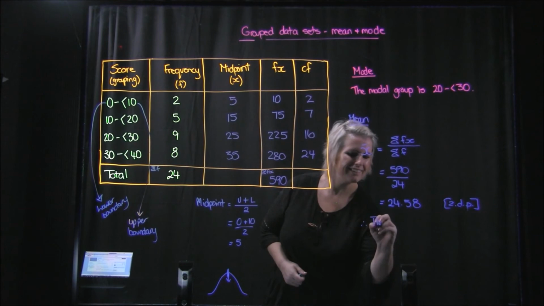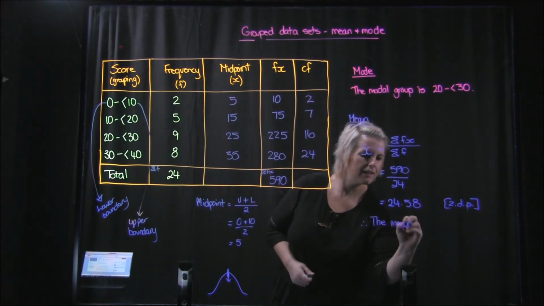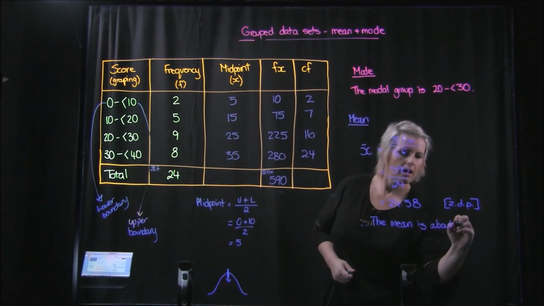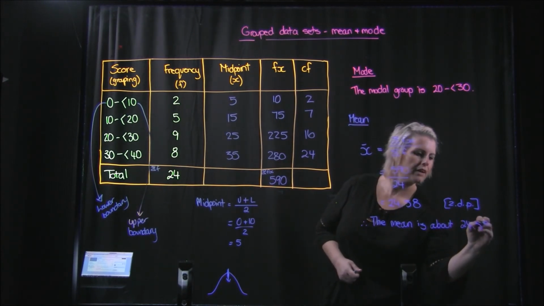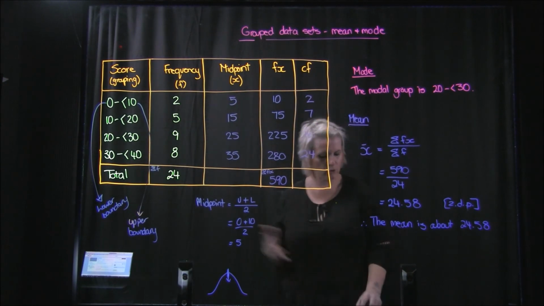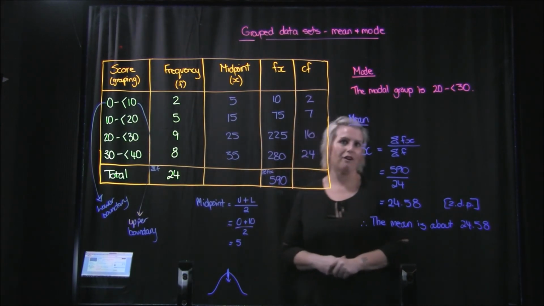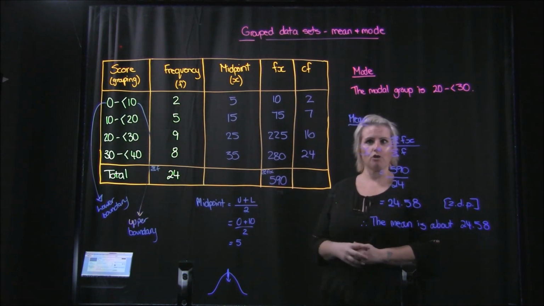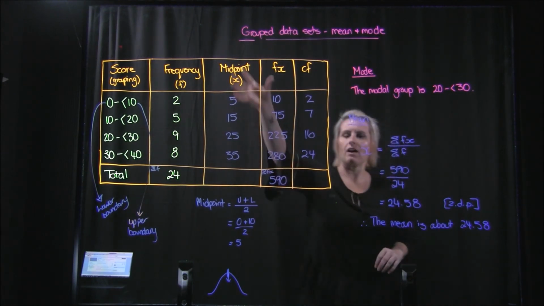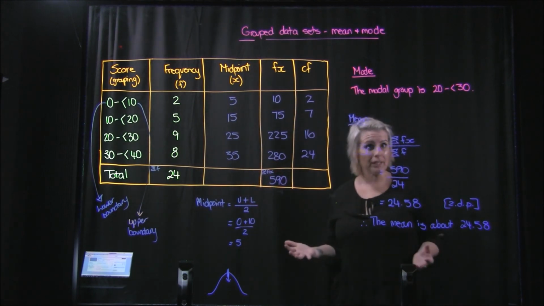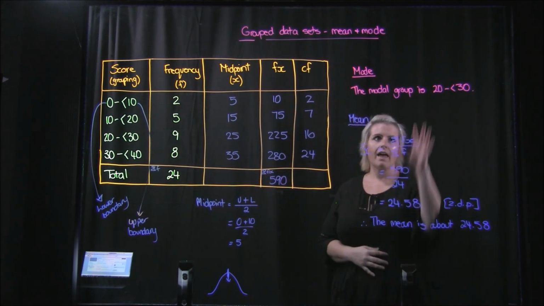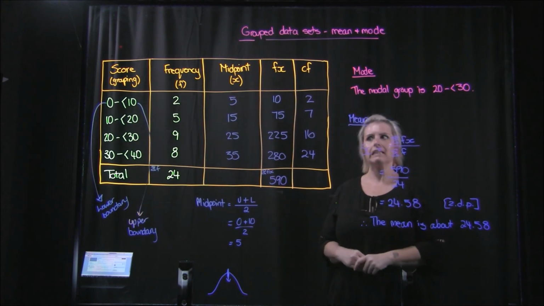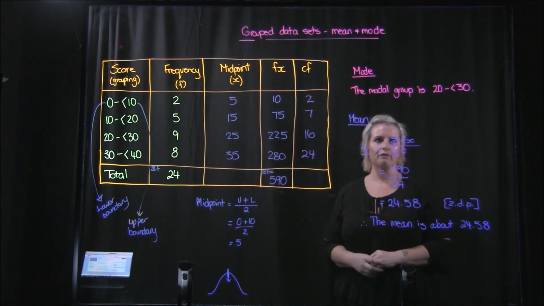Therefore the mean is about 24.58, or approximately 24.58. Okay, so that is mean and mode for group data sets. So make sure you understand that we have our extra column here, midpoint, and why we have that. And that you understand how to work out mode and mean using your group data set frequency table.